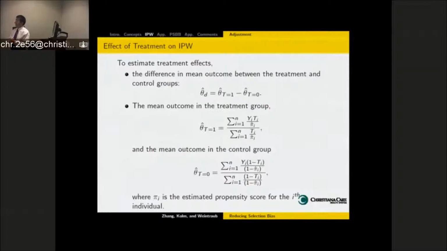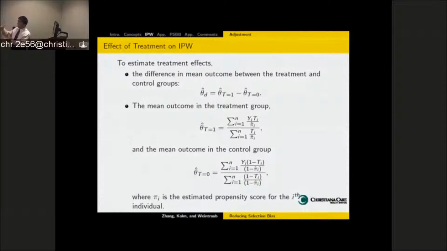And then we can estimate the effect of treatment outcomes. The outcome is just the estimate of something we are interested in, like death mortality rate or other things like length of stay. The mean outcome in the treatment group is just the sum of the outcomes weighted by the inverse propensity weight divided by the standardized weight. For the control group, we just use 1 minus the propensity score as a denominator, and then we take this control group divided by the standardized denominator. And then we can get the effect of treatment.